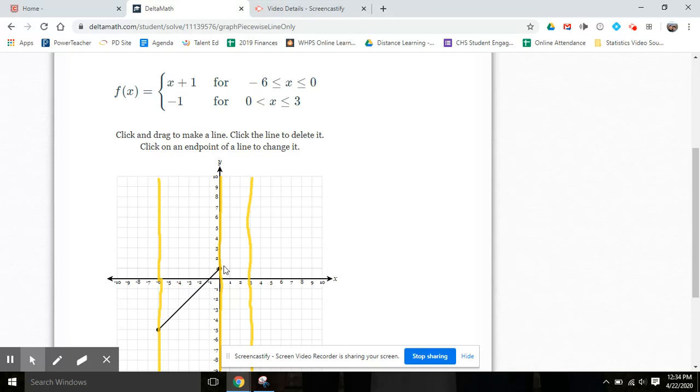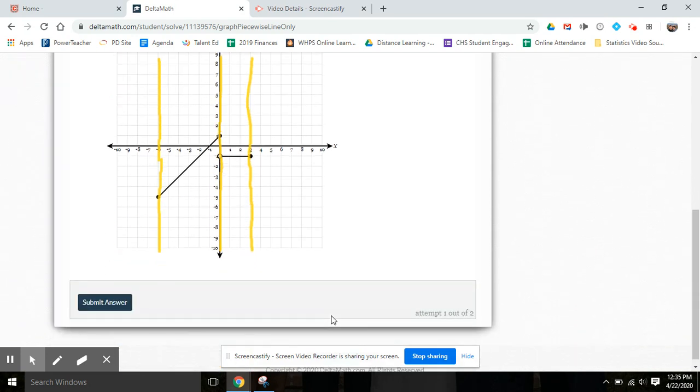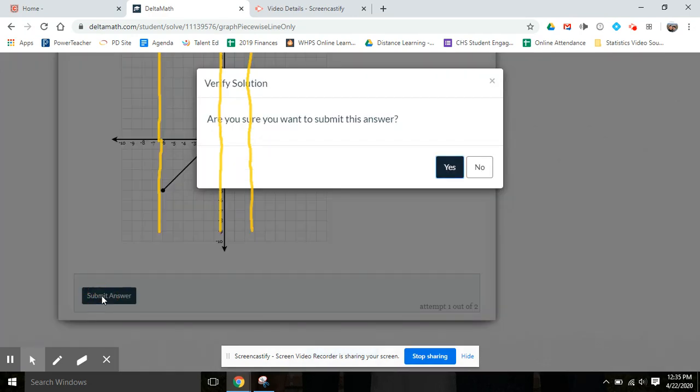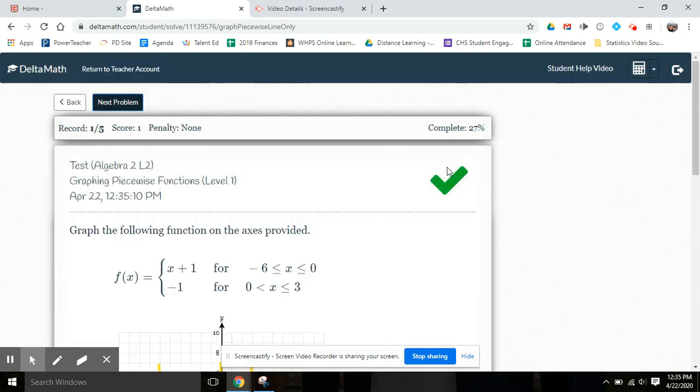My next one is negative 1, and that goes between 0 and 3. So I just have to drag that one over to 3. The 0 has just a less than sign, so I need to click on that again to open up that circle. Now I have both parts fully graphed. So I'm going to submit my answer. Are you sure? Yes. And I got it right.